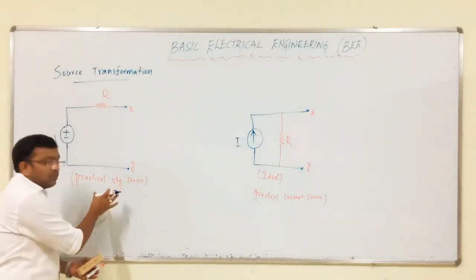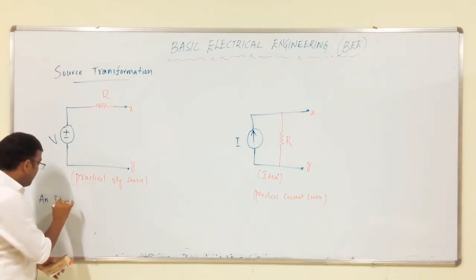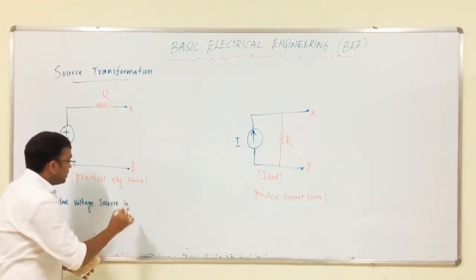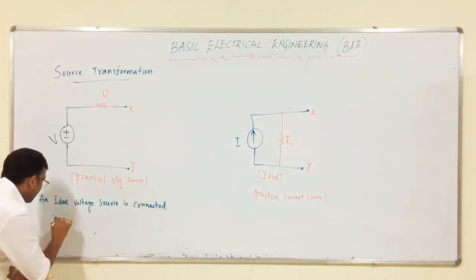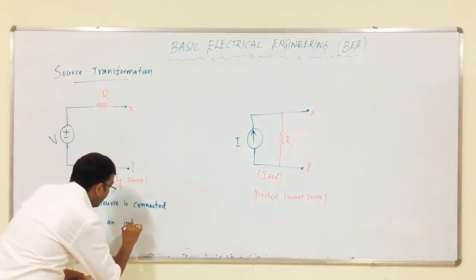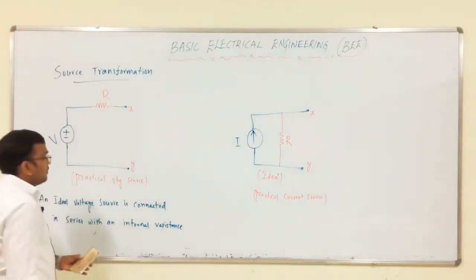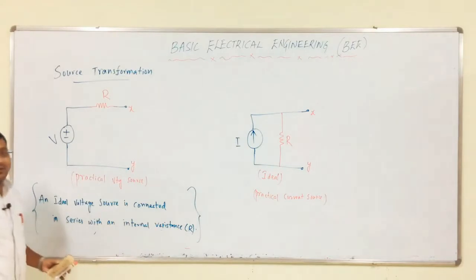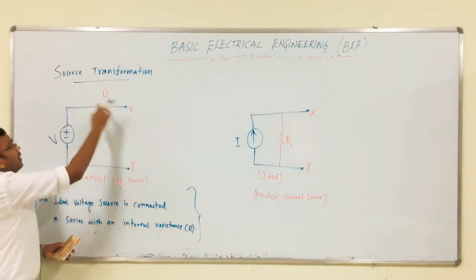Then what is this voltage source? Practical voltage source means what? An ideal voltage source is connected in series with an internal resistance, is nothing but practical voltage source.